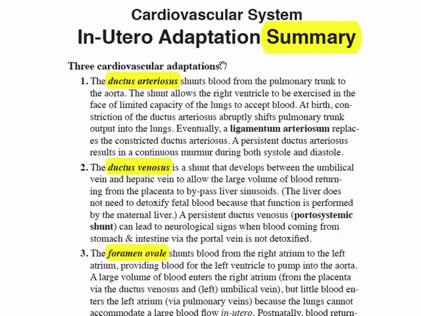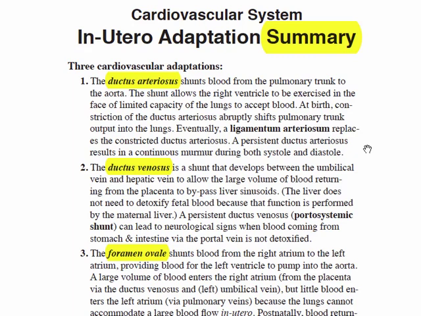The ductus arteriosus shunts blood from the pulmonary trunk to the aorta. The shunt allows the right ventricle to be exercised in the face of limited capacity of the lungs to accept blood. At birth, constriction of the ductus arteriosus abruptly shifts pulmonary trunk output to the lungs. So now the lungs are getting all of the blood pumped by the right ventricle. Eventually, the ligamentum arteriosum replaces the ductus arteriosus as the duct becomes a fibrous structure.